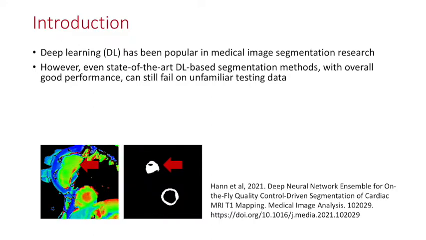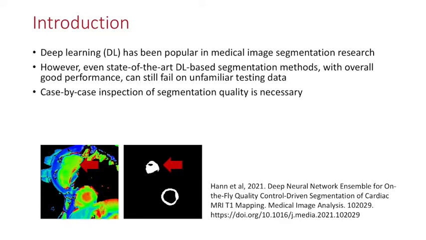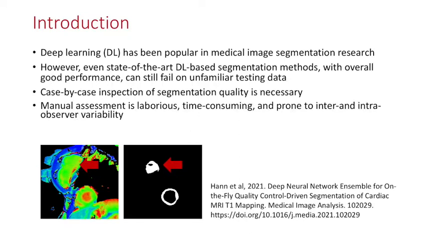This example shows that a deep learning-based automated image segmentation method falsely recognizes the breast implant as part of the myocardium. If this kind of error is not detected, it can affect clinical parameter estimation and possibly also clinical decision-making, potentially undermining the interests of patients. Therefore, case-by-case inspection of segmentation quality is necessary, but manual quality assessment is laborious, time-consuming, and prone to inter- and intra-observer variability, especially for large-scale imaging data. Having an automated pipeline for image segmentation quality control is desirable.